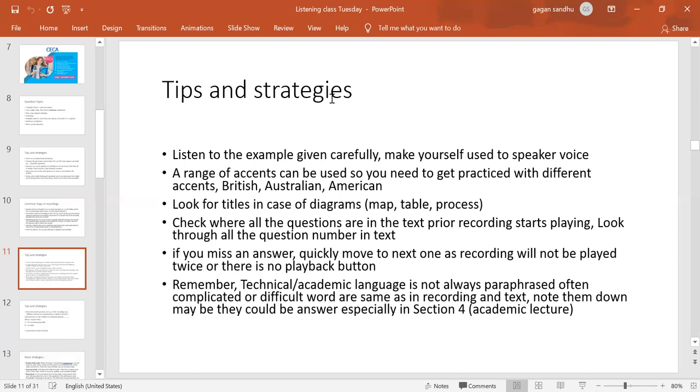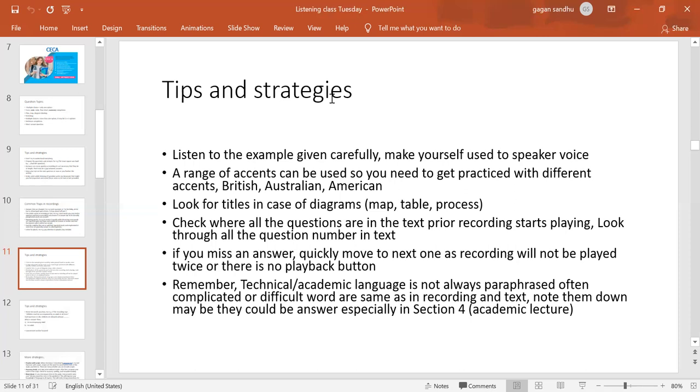Missed something, move quickly. No fun staying back there. Just in case you're doing that, you're losing another 2 marks maybe. So always move on with the speaker. Never stay anywhere, because that's not going to help you. It's not going to play again. You cannot pause it. You cannot stop it. So there is no fun sticking to that question now.